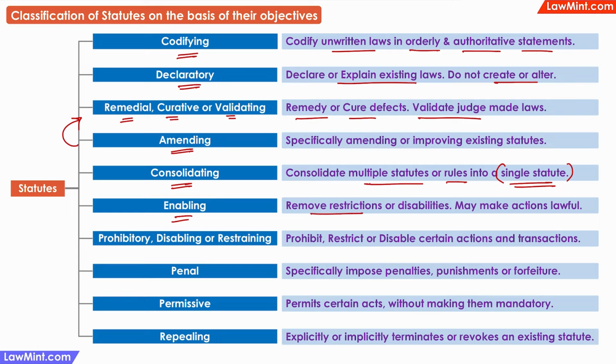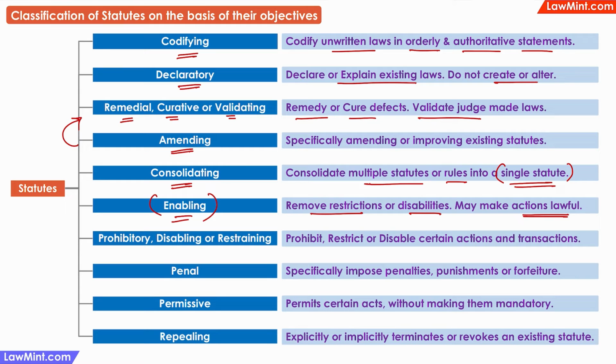Enabling statutes remove restrictions or disabilities. They may make certain actions lawful. They may create new powers or permissions for individuals, organizations, or government bodies. For example, the original Constitution had right to property as a fundamental right, which meant that the state could not take over private property easily. The statute to amend the Constitution to move the right to property from a fundamental right to a lesser constitutional right was an enabling statute, since it now enabled the government to take over private property more easily for public purposes.